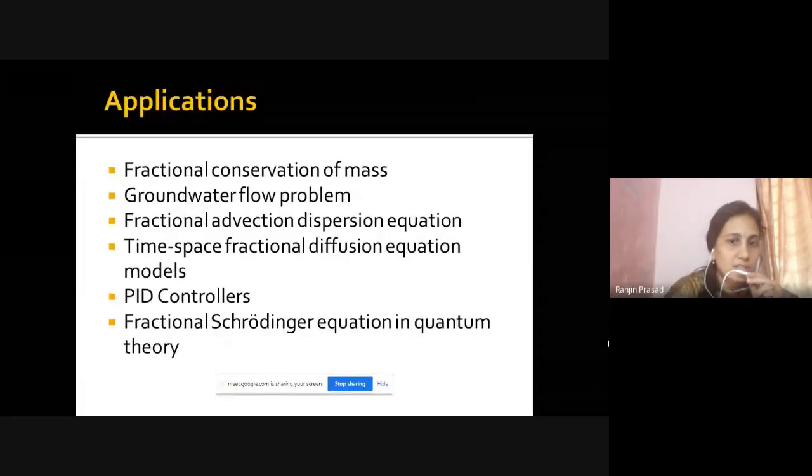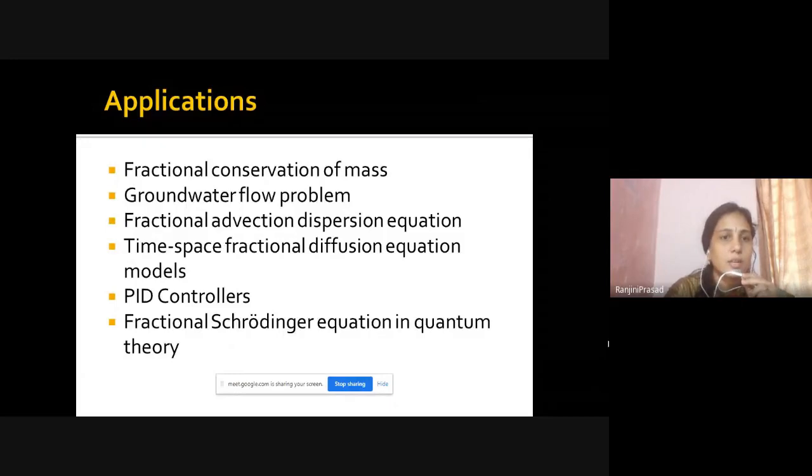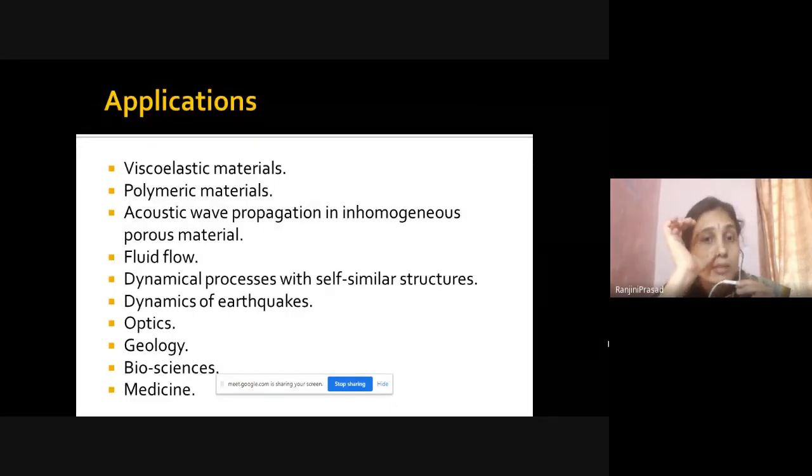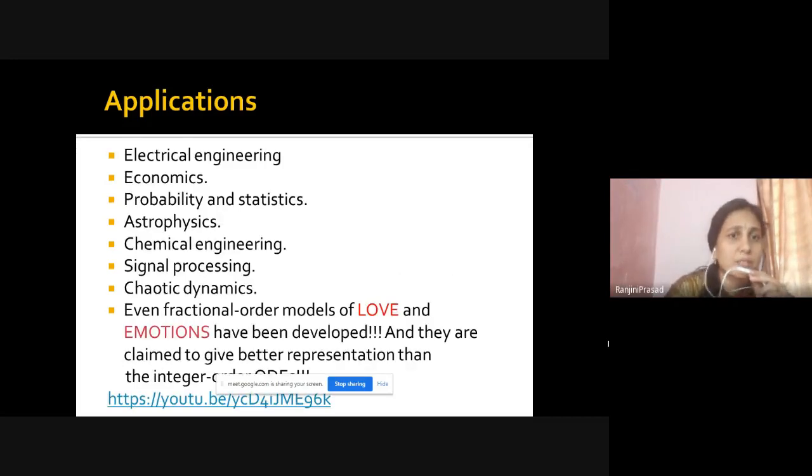Then the fractional Schrodinger equation, viscoelastic materials, polymeric materials, fluid dynamics, optics, geology, biology, medicine, cancer, even COVID-19. Recently, more than 25 papers have been published on COVID-19 itself; I will show you the reference. Then electrical engineering, probability, statistics, everything. Also recently, fractional order models have come for love and emotions, and they give better representation than the integer order. So you can go through the related items.